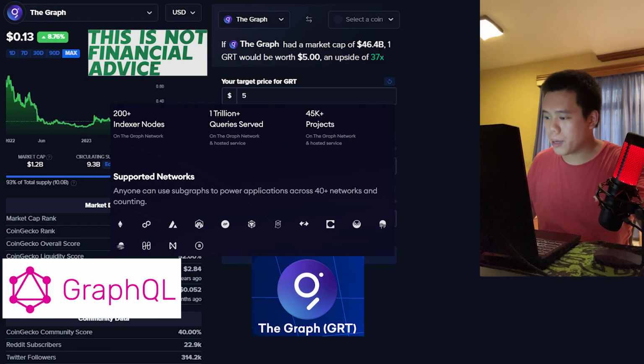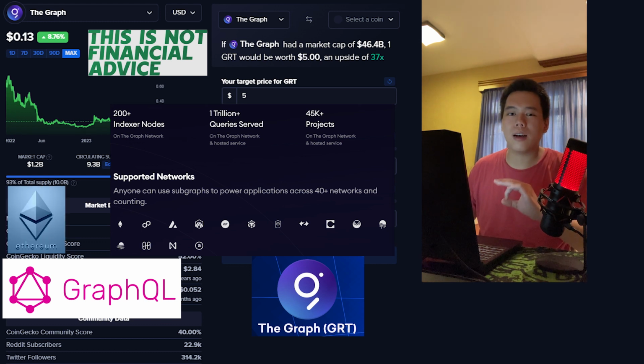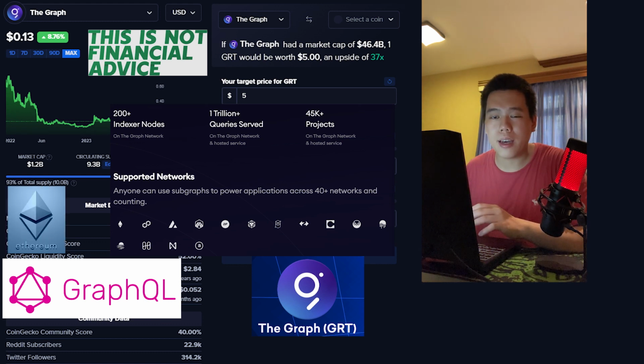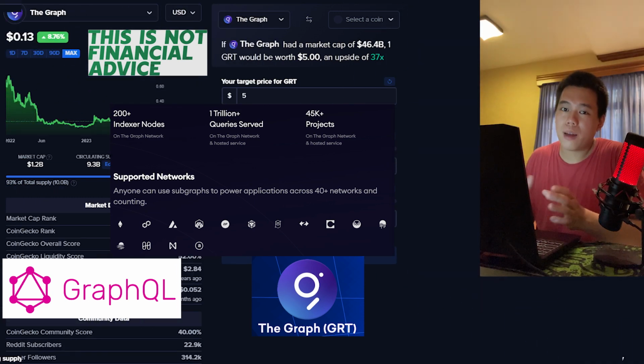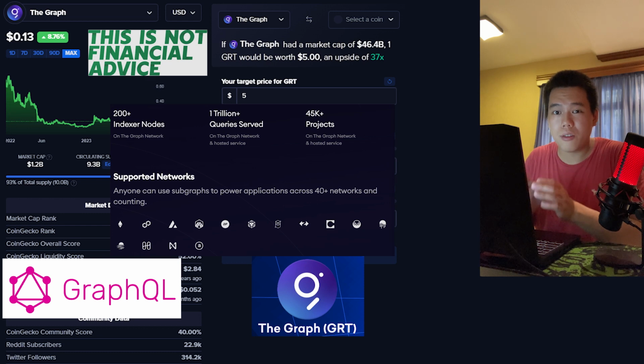However, it doesn't end there, because I think it should be noted how anyone can use subgraphs to power applications across 40 plus networks, which by the way include Polygon, Ethereum, Moonriver, Moonbeam, Harmony, and many others. The list goes on and on. The Graph is currently being utilized by popular Ethereum applications such as Aave, Curve, and even Uniswap as well. Very amazing projects. So with that being said, I do believe that The Graph serves such an amazing purpose. I think it's absolutely fantastic.